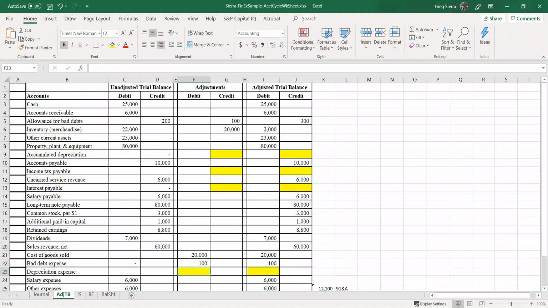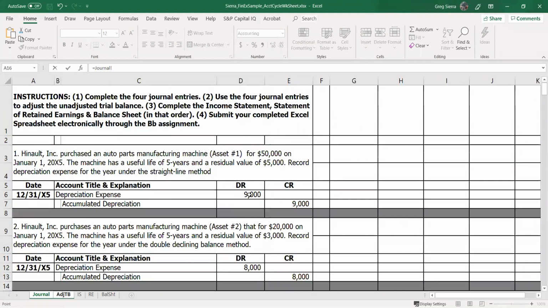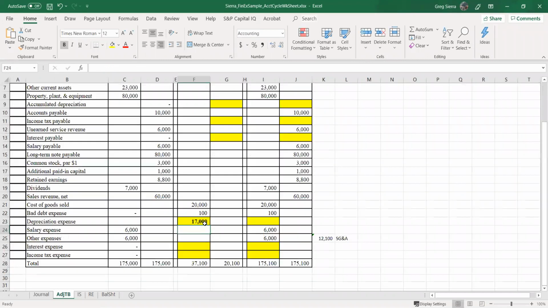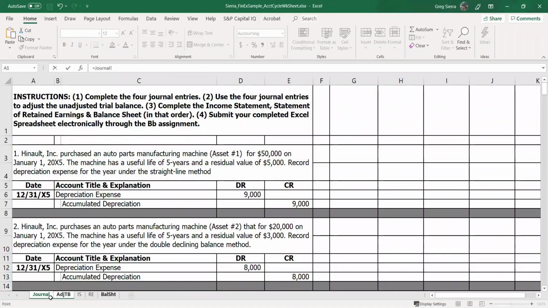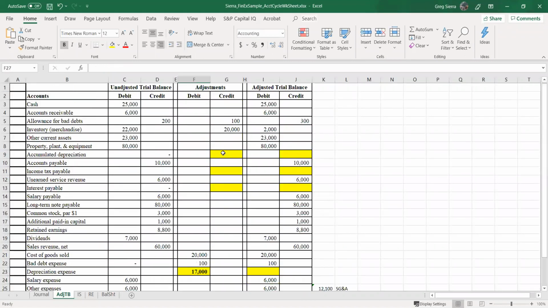So here's our worksheet for our adjusted trial balance. For the depreciation expense, we have two adjusting journal entries, 9,000, and I'm going to add the 8,000, and I hit enter: 17,000. Interest expense of 3,667, and then up here I just say this is accumulated depreciation, 17,000 adjustment.